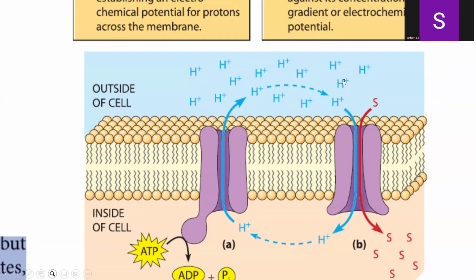The process is actually powered by the proton gradient. So the high concentration of protons, as the protons move down the gradient, the energy from the electrochemical gradient of protons is used to transport the substance S. This is an example of indirect active transport because the energy is provided by the proton gradient, not by ATP hydrolysis itself. So how was the proton gradient established? Well, that was because of the ATP hydrolysis. So therefore, this is an indirect active transport process.